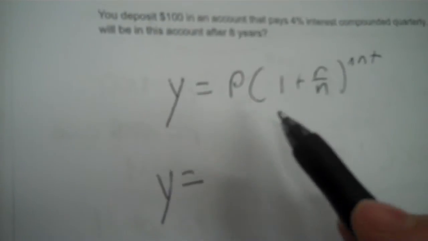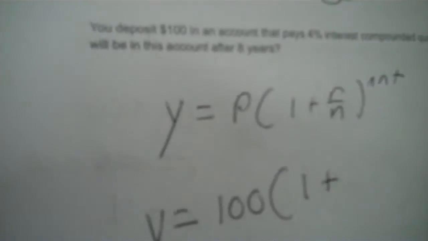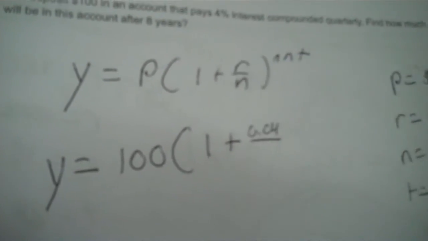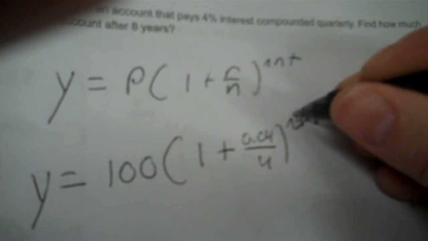R is your percentage as a decimal. N is the number of times in a year, so quarterly, that's going to be 4. Then T is the years, which is 8. So we're going to have P, which is 100. And R, that's going to be 0.04 divided by N, which is 4. Then N times T, so we're going to have 4 times 8. 4 times 8 is 32.